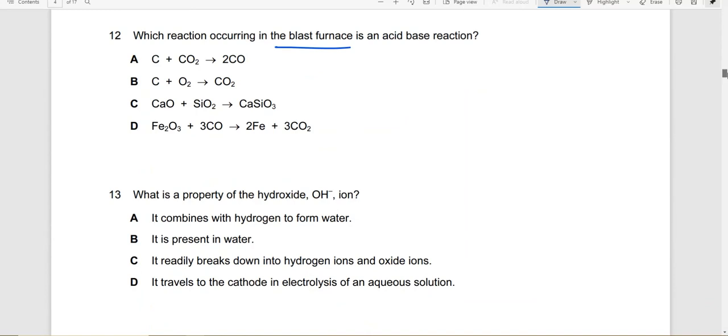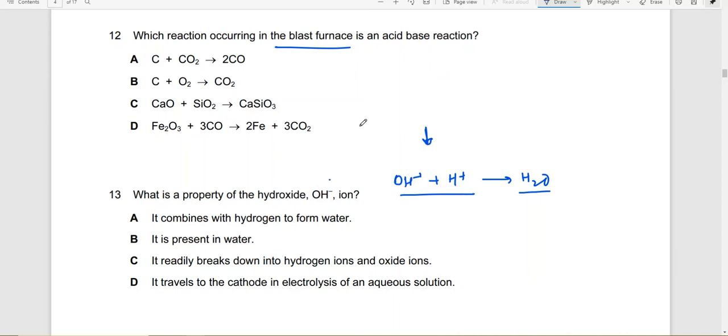What is the property of hydroxyanion? It combines with hydrogen to form water. No, many students make this mistake that OH ions plus hydrogen ions form water. It is actually the net ionic equation of a particular reaction. Hydrogen ions are not reacting with hydroxyanion to form water. This is the inference from the neutralization reaction. Original reaction is something else. So this is not true.